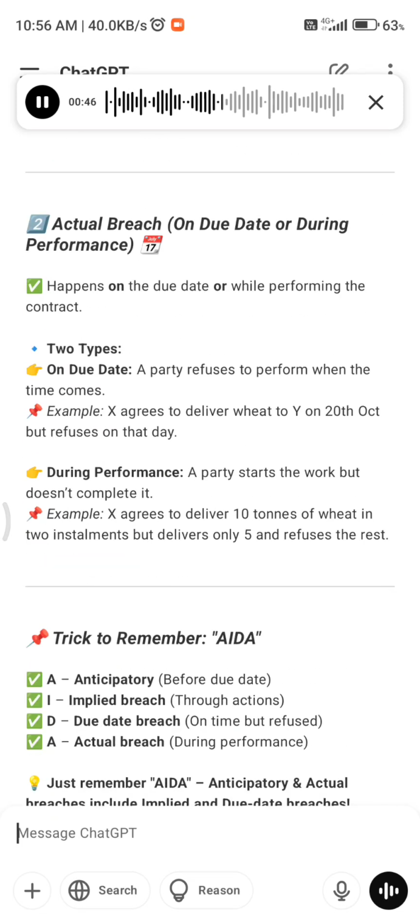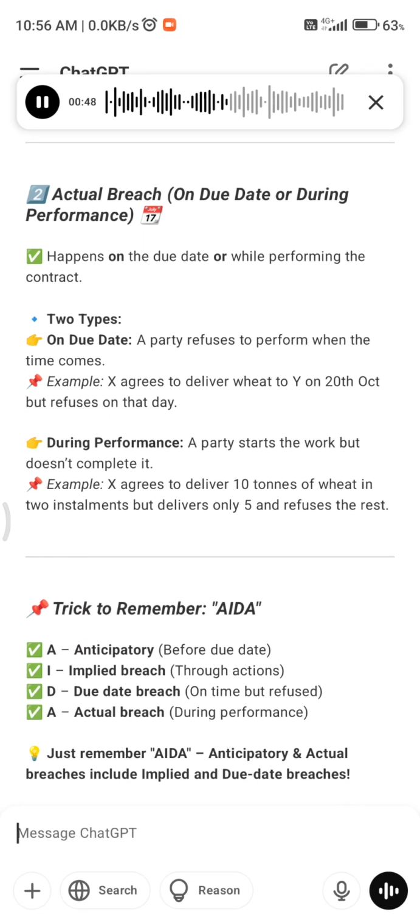2. Actual breach, on due date or during performance. It happens on the due date or while performing the contract. There are 2 types. On due date, a party refuses to perform when the time comes. Example, X agrees to deliver wheat to Y on the 20th Oct, but refuses on that day. During performance, a party starts the work but doesn't complete it. Example, X agrees to deliver 10 tons of wheat in 2 installments but delivers only 5 and refuses the rest.